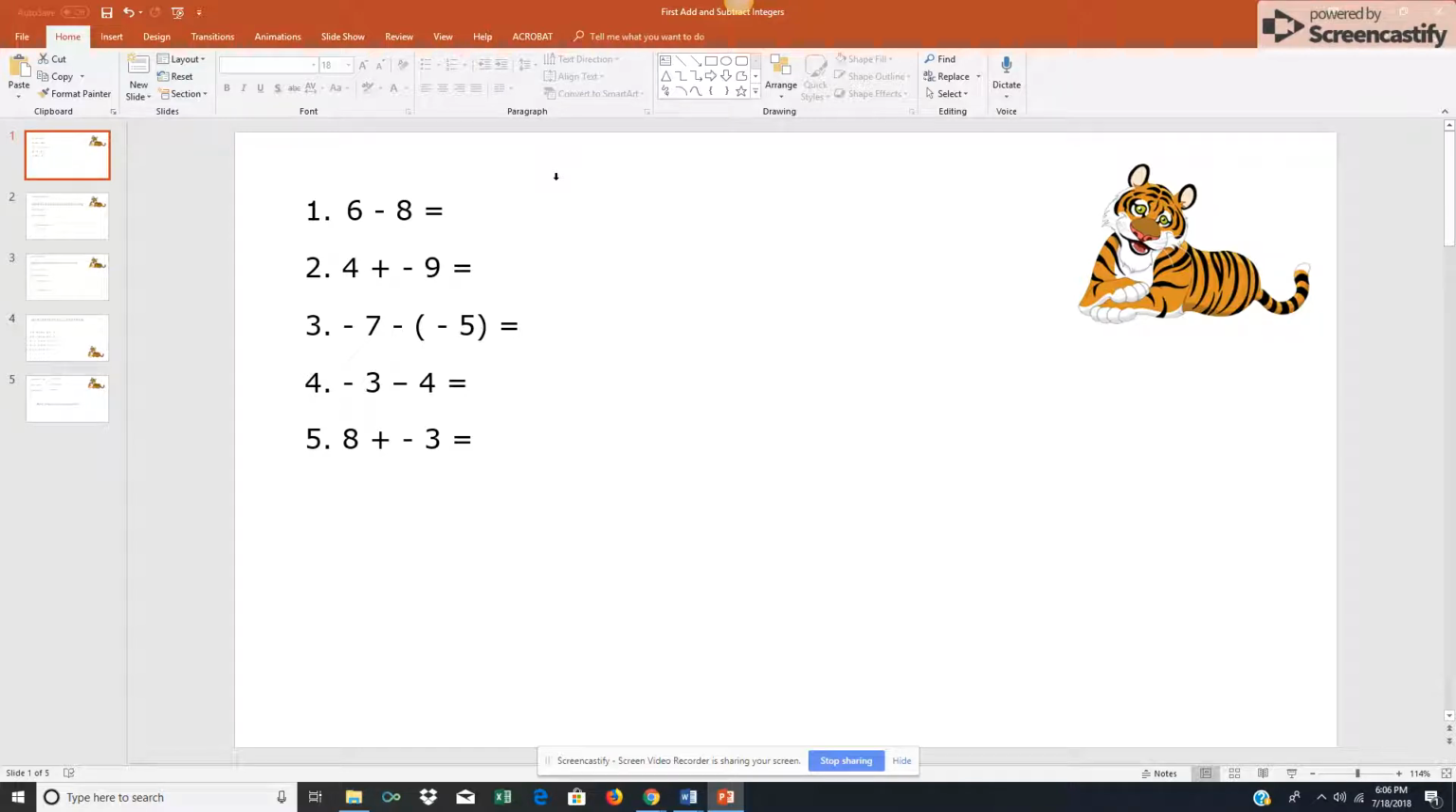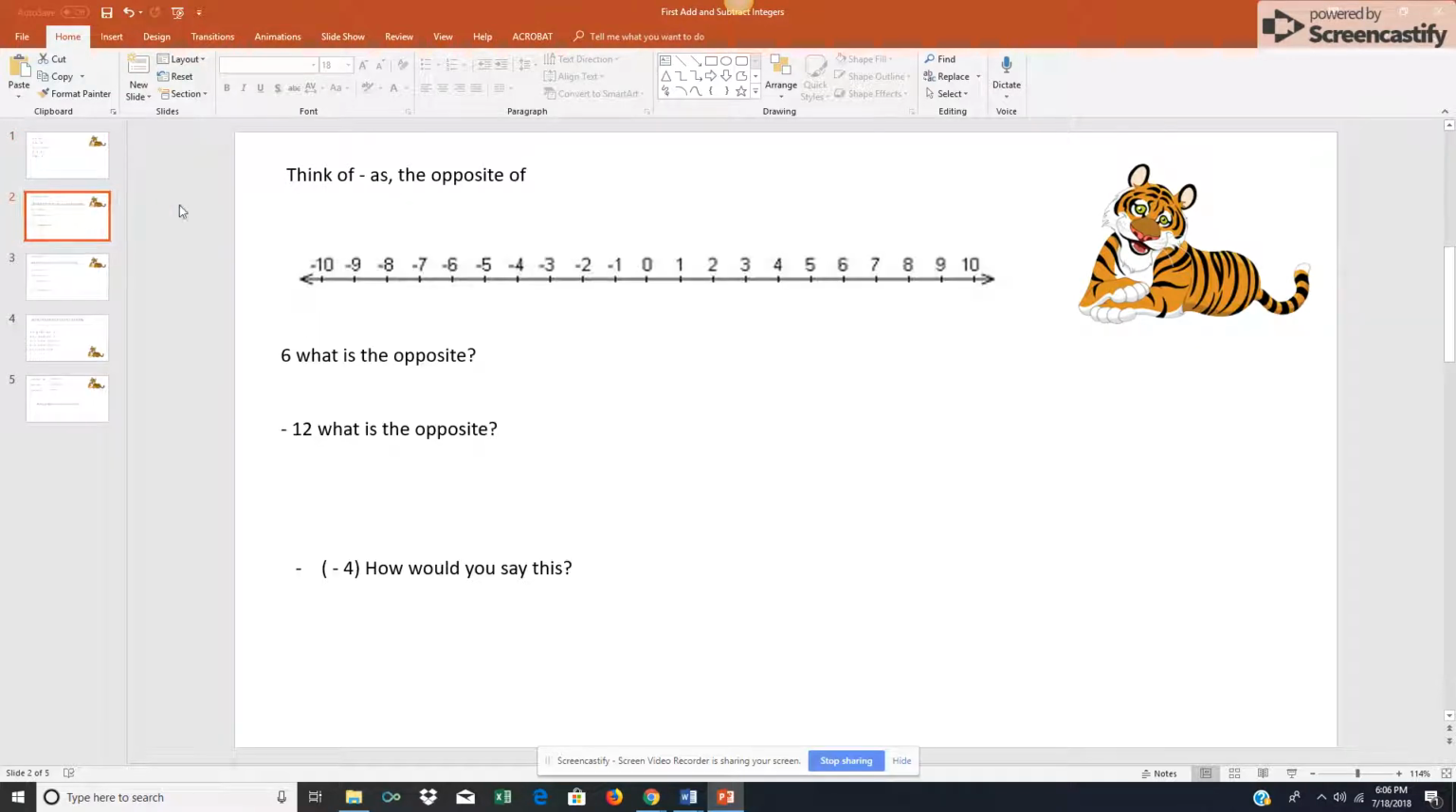There are really only 5 mathematical statements that can be written when you are using the operations of addition and subtraction with integers. Here are 5 examples we had as homework on our first night. It can be very helpful to think of the subtraction sign, the minus sign, the negative sign, as saying the opposite of. Subtracting something is the same thing as adding its opposite.